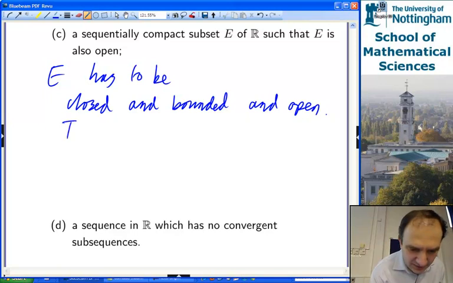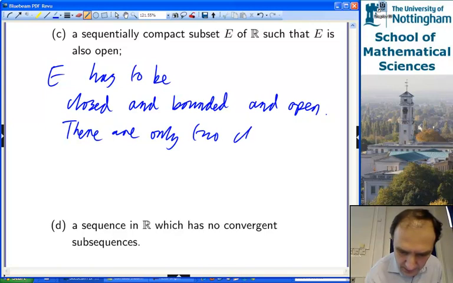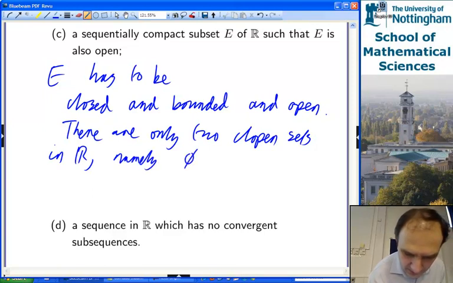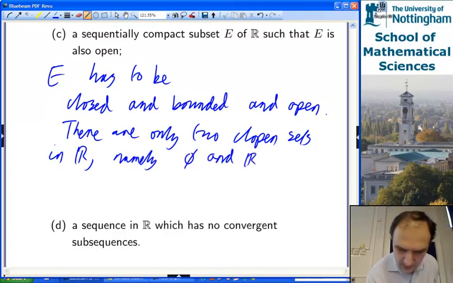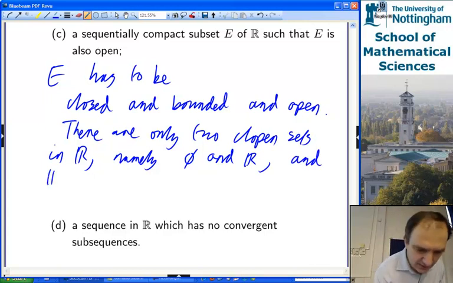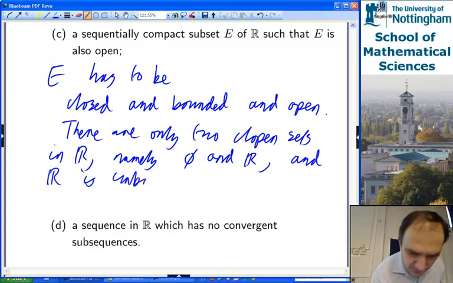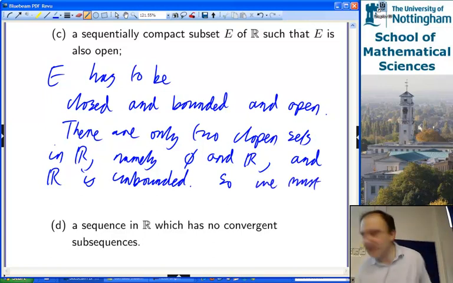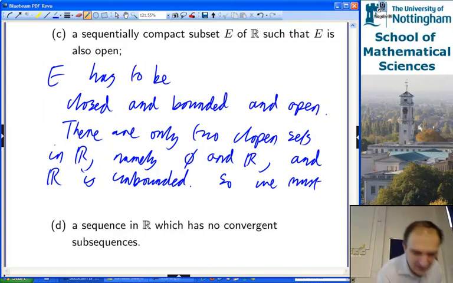So there are only 2 clopen sets. And R is unbounded. So E equals the empty set is the only possibility here. Is it E or F? I've gone wrong again. Oh, it's E this time. We must take E to be the empty set.